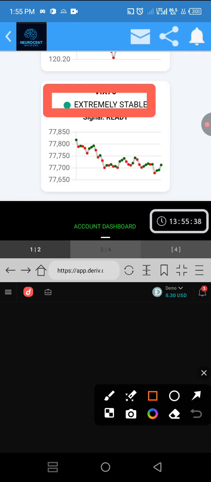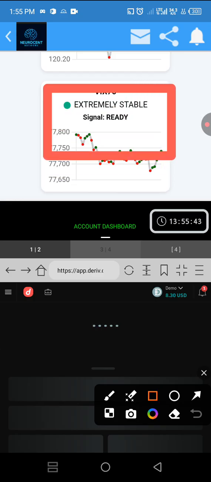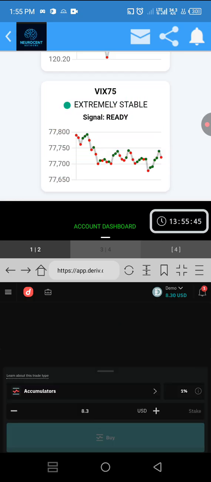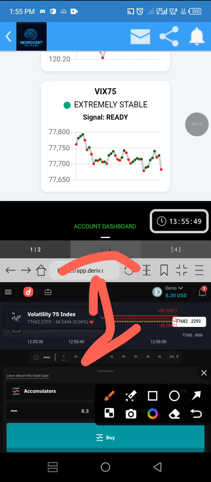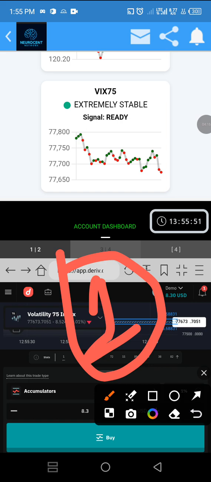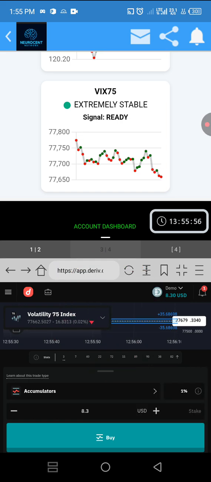Because the market is extremely stable, that is why up to this moment there is no loss. So all I am targeting is just 1%, which means 1 tick. I only need 1 tick, not much. So it's as simple as that. Alright, let's go.